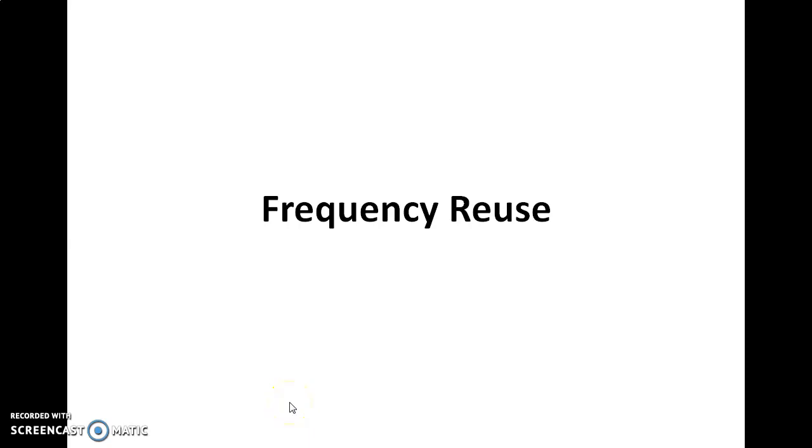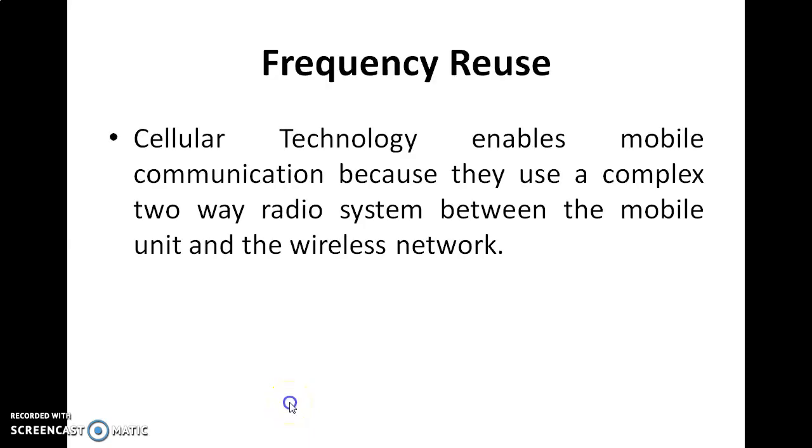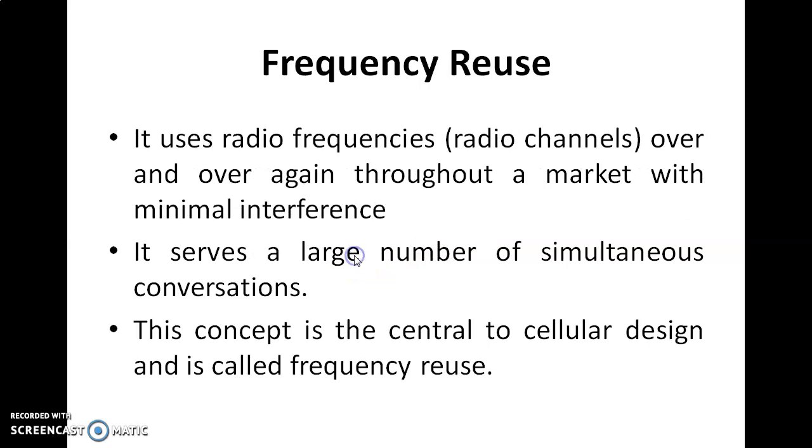Hi, in this video we are going to see about frequency reuse. Cellular technology enables mobile communications because they use a complex two-way radio system between the mobile unit and wireless networks. It uses radio frequencies or radio channels over and over again throughout a market with minimal interference, so it serves a large number of simultaneous conversations. This concept is central to cellular design and is called frequency reuse.